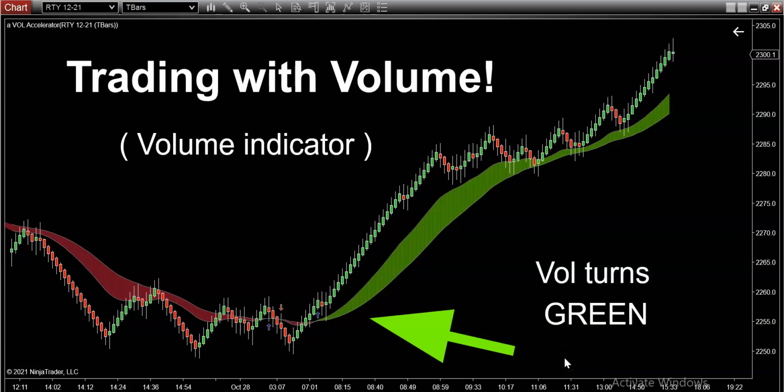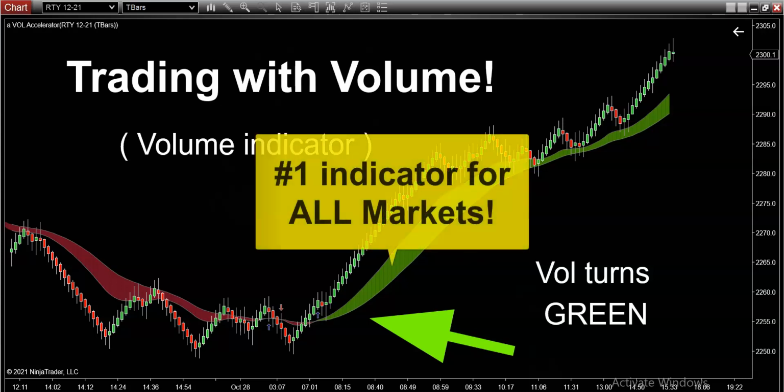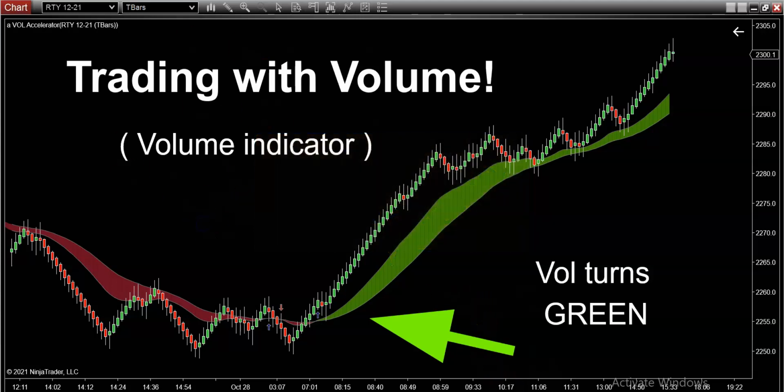Let's get into it. I'm going to show you how to use volume as your primary indicator, okay? No matter what asset class you trade, whether you trade Forex, futures, stocks, or options, I'm telling you, man, volume can be detected in all of those markets. It's very easy to do that if you know what you're doing.